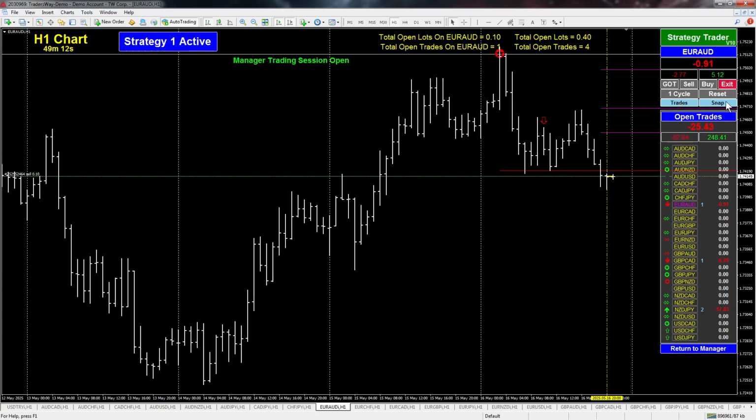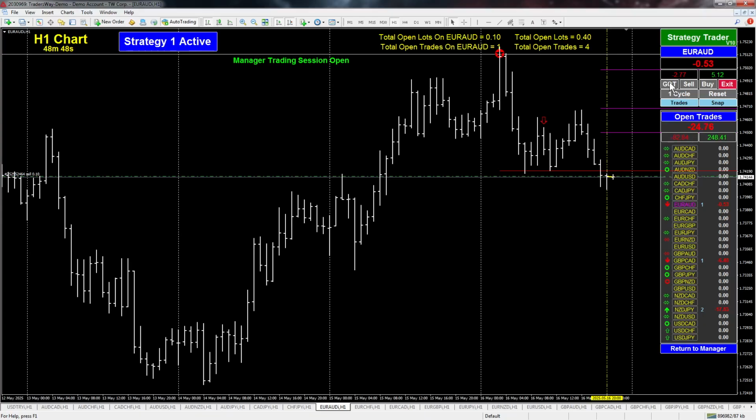Snap just takes a picture of this whole screen, puts it back in your file folder under Snap Images. And one cycle I told you about, if you just want to quit after it does one cycle, resets this one cycle rule. Now the go to, or the get out trade, GOT, is the same as it was back in the manager.